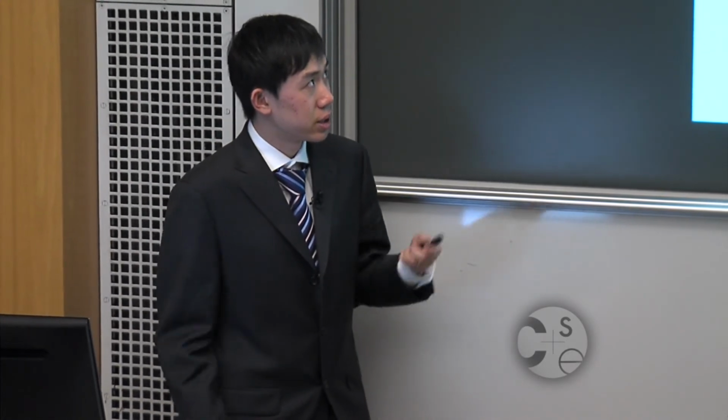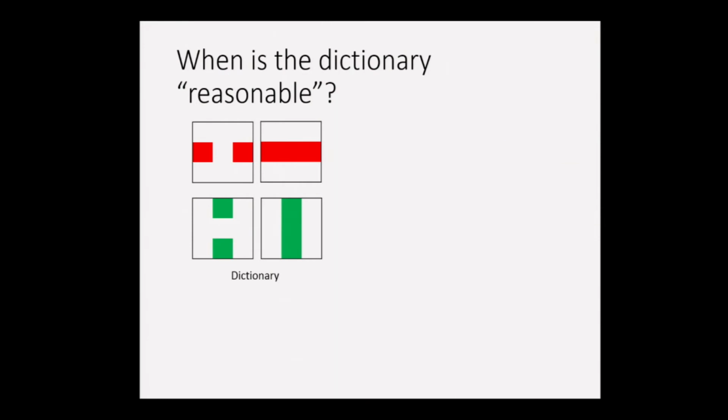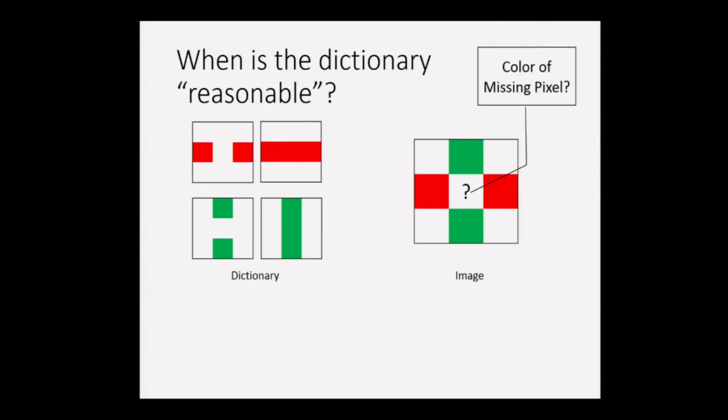So let's consider this simple example. Here is an example of a dictionary. It has 4 elements. These are 4 image patches. All the image patches that we observe should be a sparse linear combination of these dictionary elements. Now, suppose we observe this image on the right, except we don't observe the pixel in the middle.